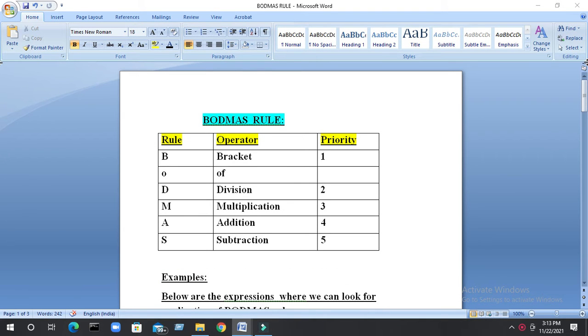Hello everyone, here goes the recording of our BODMAS rule. You all may be knowing what this BODMAS rule is, what does it do?